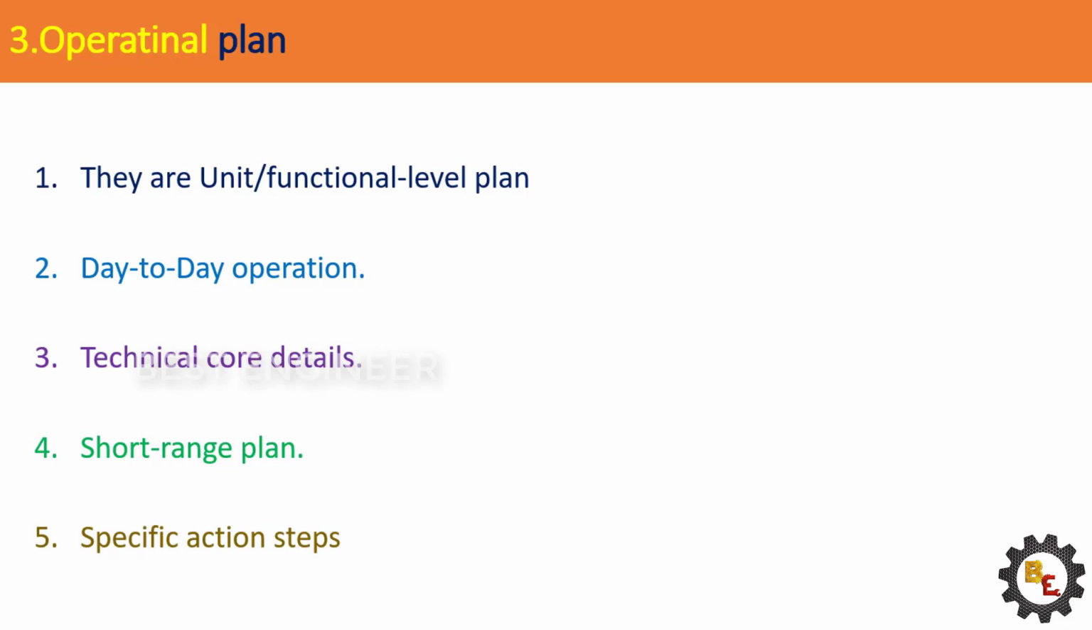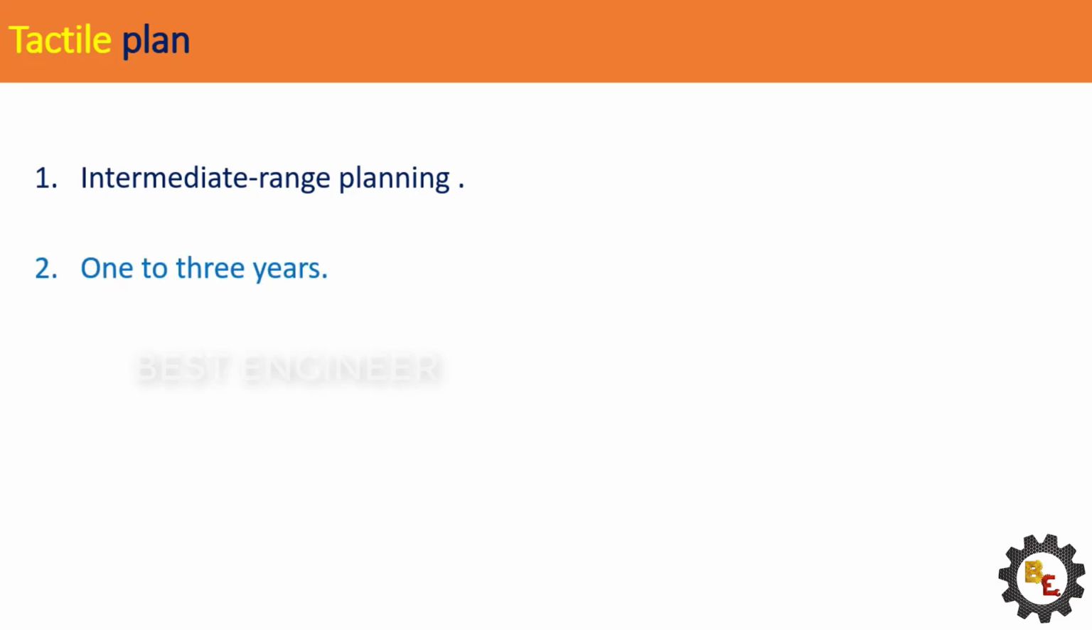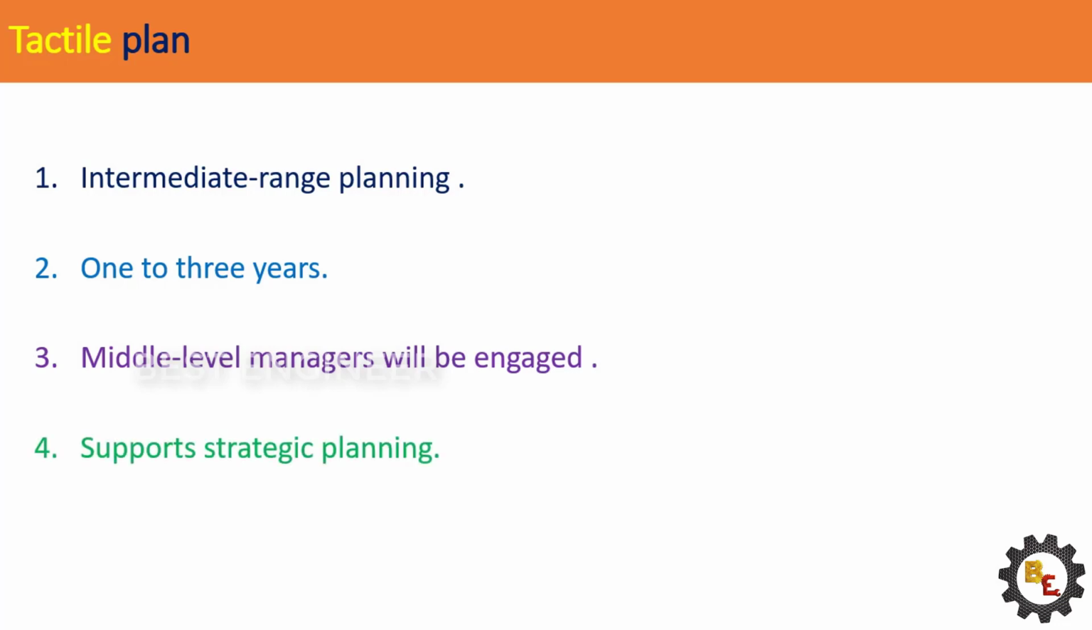Okay, next. Tactical plan. Tactical planning is intermediate range planning that is designed to develop relatively concrete and specific means to implement the strategic plan. The plan duration will be 1 to 3 years. Middle level managers will be engaged in tactical planning. Tactical planning supports strategic planning. It includes tactics that the organization plans to use to achieve what is outlined in the strategic plan. This ensures the commitment to strategic plans.